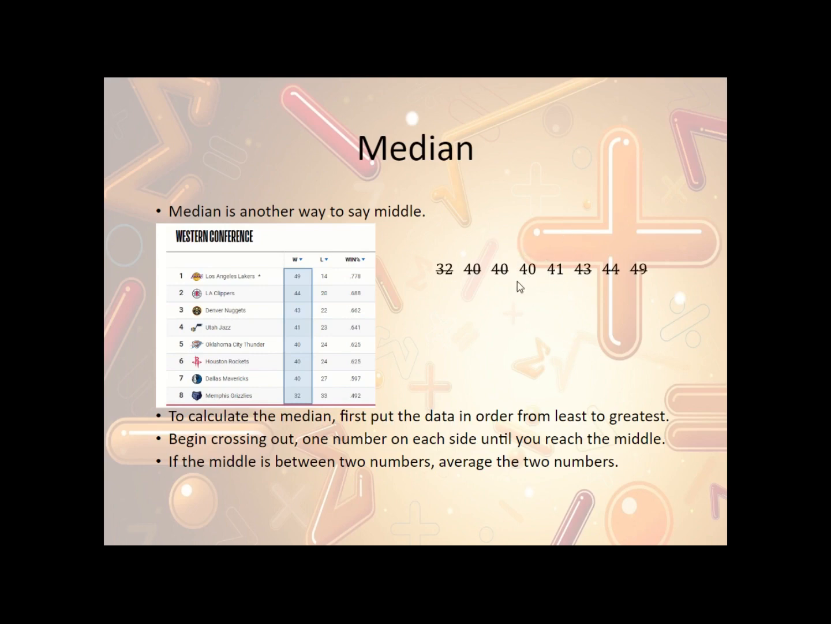So if we cross them both out, then everything's crossed out. So we just leave these two numbers, and then we're going to find the average of these two numbers. Remember, the average is like the mean. So we're going to add these two numbers together and then divide by the two numbers that we're looking at. So we take 40 and 41, and we add them together, and we get 81. Then we're going to divide it by 2 because we're trying to find the average of just these two numbers. So we divide it by 2, and we get 40.5. So 40.5 is our median.